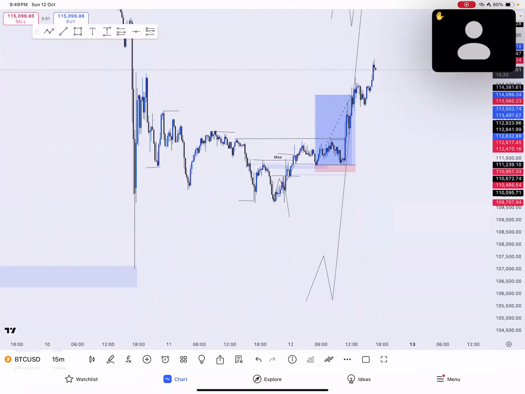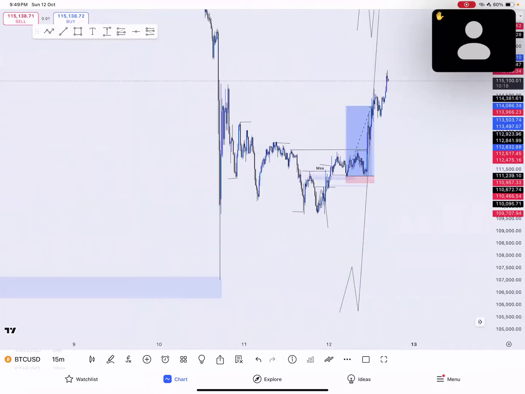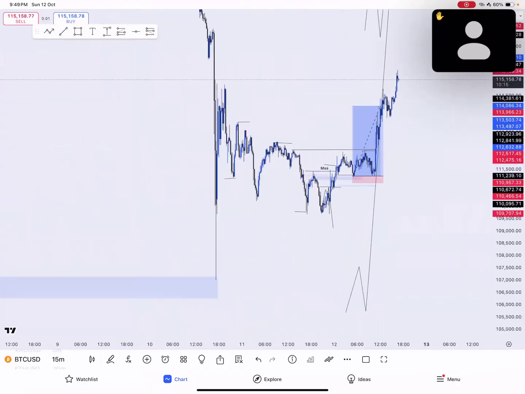I'm very confused. Like the breaker block, is the order block that failed. Yeah, a zone that the market previously failed to hold from. Okay, thank you. That's all.